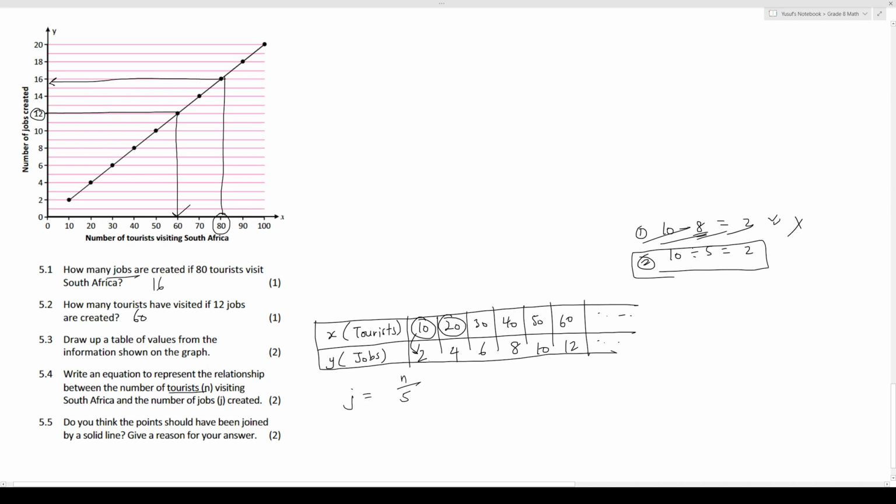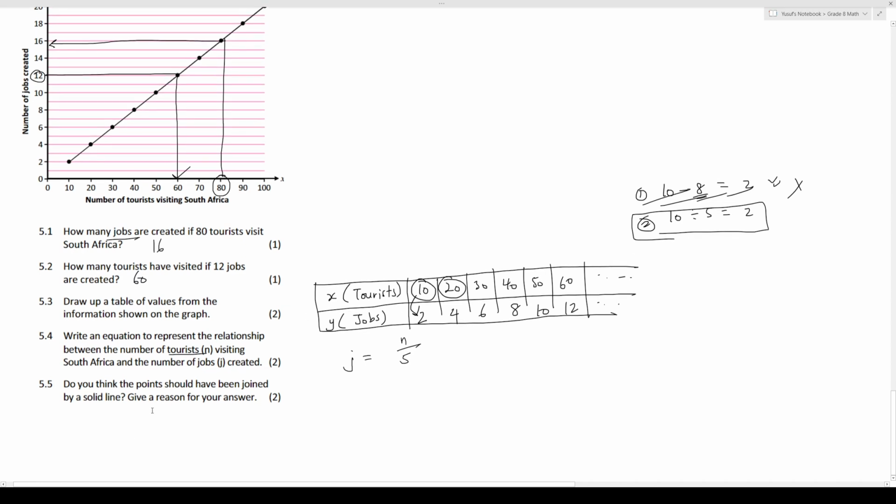Final question, do you think the points should have been joined by a solid line? Give a reason for your answer. In this problem, they are asking us whether this is a discrete or continuous graph, so you must know what a discrete or continuous graph is. So should the points have been joined by a line as shown? The answer is no. It should not have been joined.